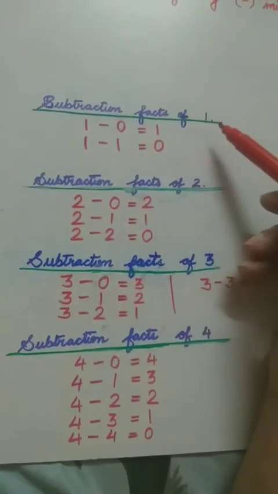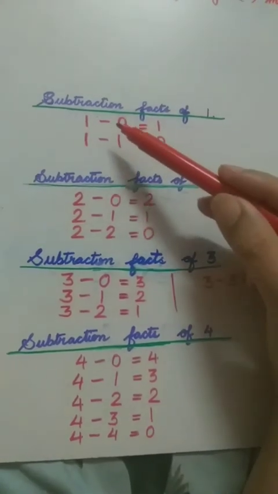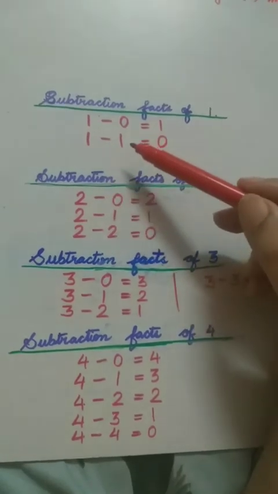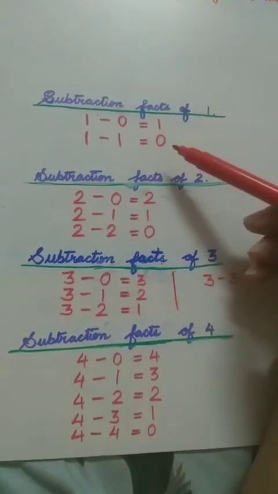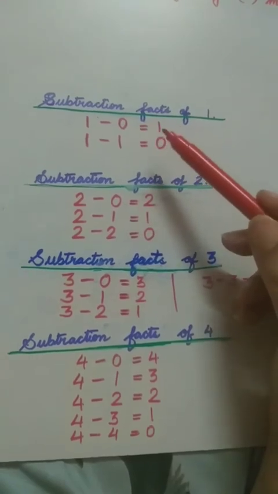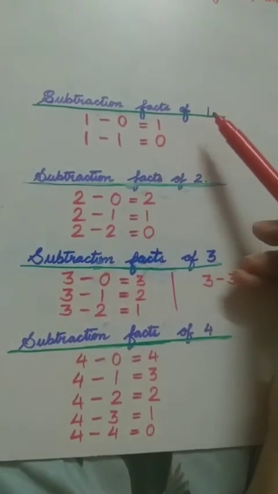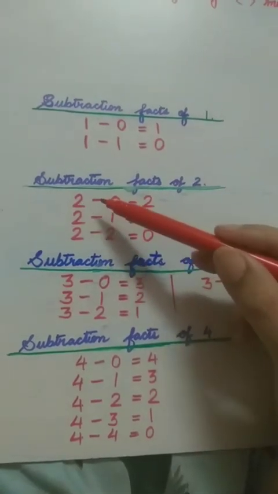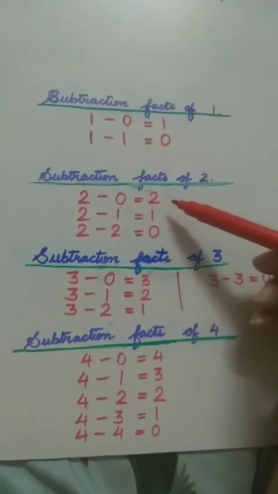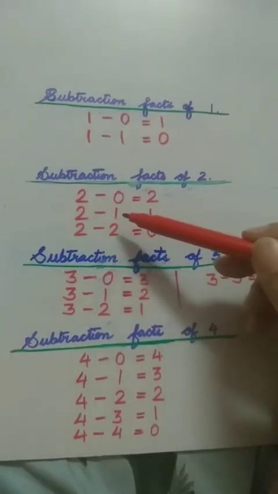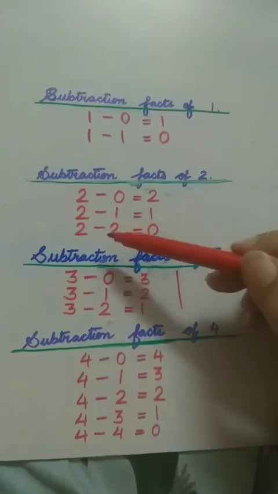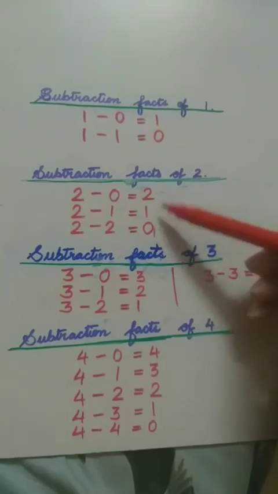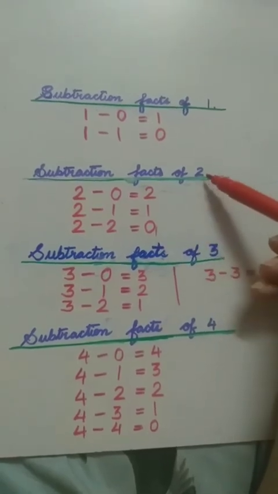So subtraction fact of 1 is 1 minus 0 is equal to 1. 1 minus 1 is equal to 0. We have 2 subtraction facts for number 1. Now subtraction facts of 2. 2 minus 0 is equal to 2. 2 minus 1 is equal to 1. 2 minus 2 is equal to 0. We have 3 subtraction facts for 2.